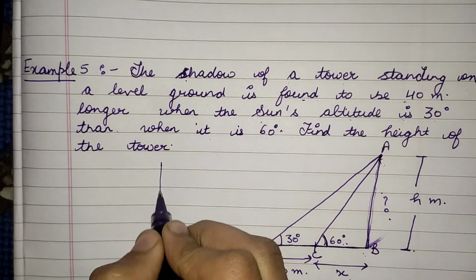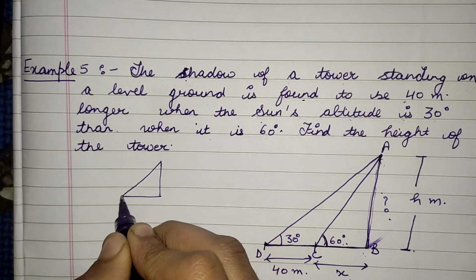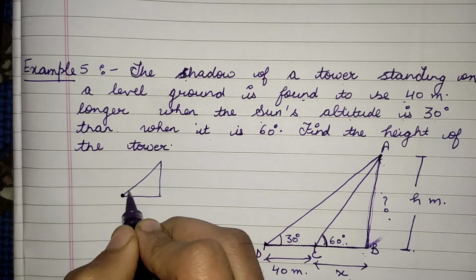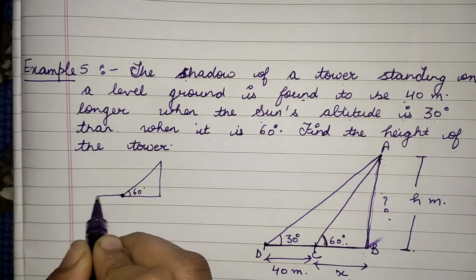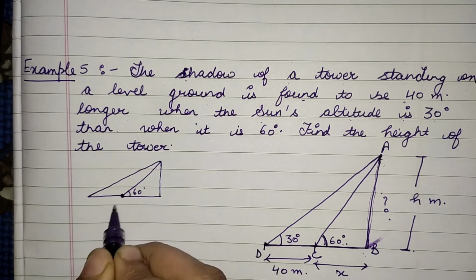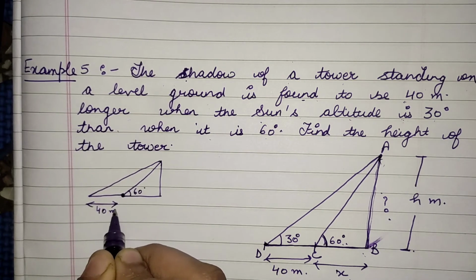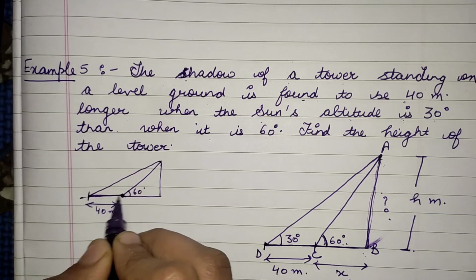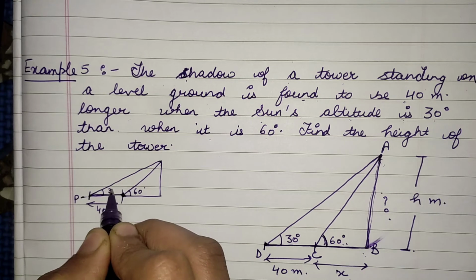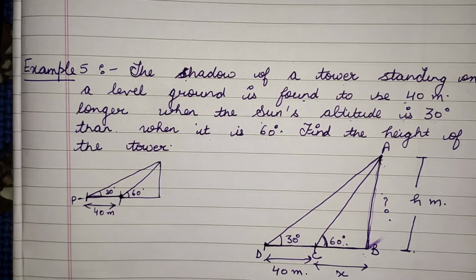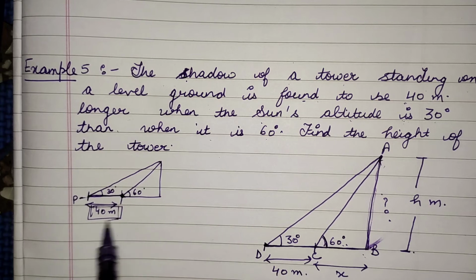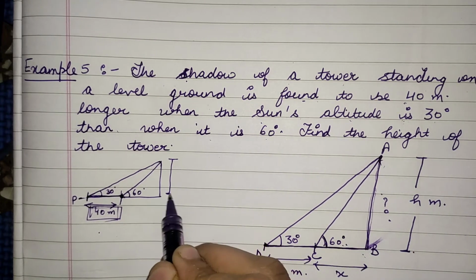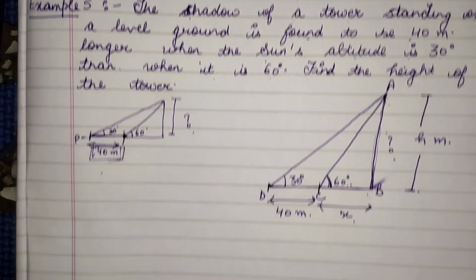Suppose when the angle is 60 degree, then the shadow of the tower is formed at this position. Where will the shadow be formed? Shadow will be formed 40 meter longer, which means it will be formed at a point which is 40 meter away from this point. This is the point P and this is angle 30 degree. So the question wants to say that the difference between the 2 points when the angle is 60 degree and 30 degree is equal to 40 meter. So you have to find out the height of the tower, right?